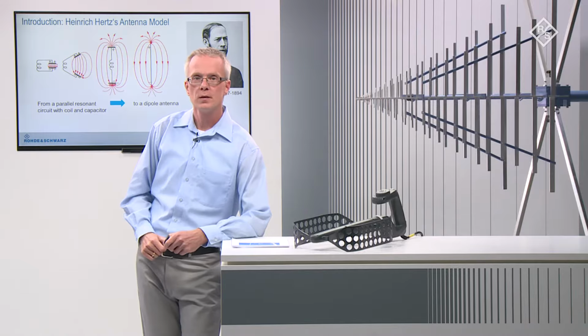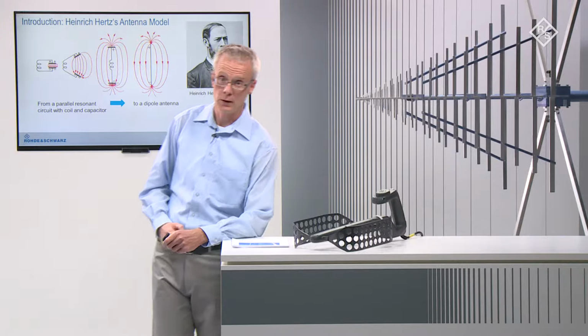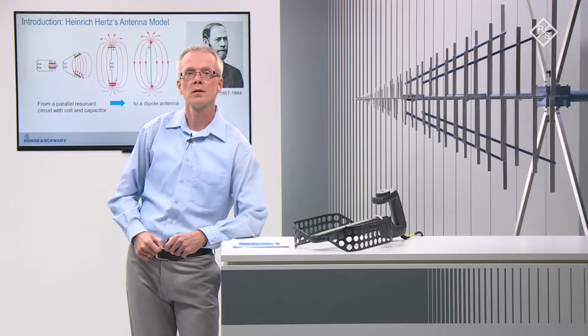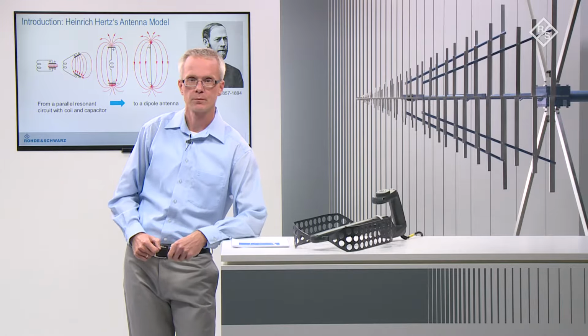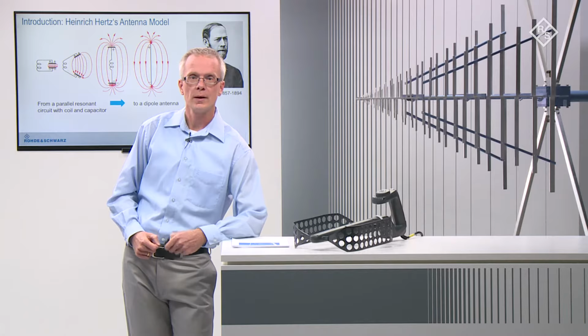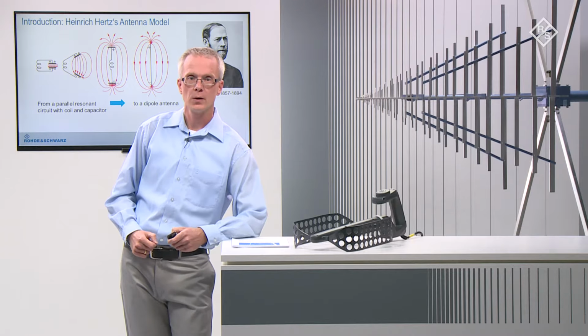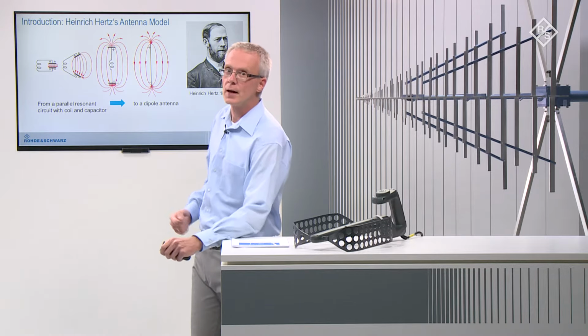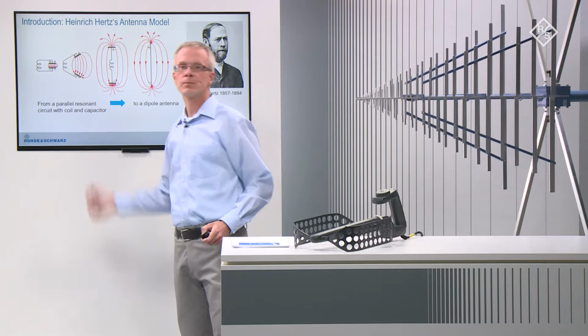At the end of the 19th century, the first antenna was used by the German physicist Heinrich Hertz to prove the existence of electromagnetic waves. His antenna model can be derived from a parallel circuit consisting of an inductor and a capacitor.